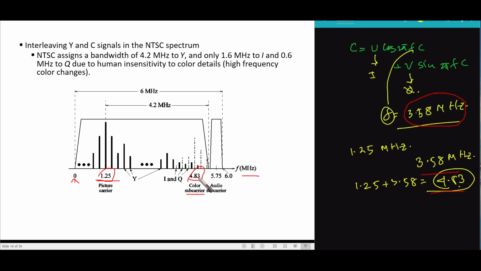Now for the audio signals, we need 4.5 megahertz. Okay, the audio bandwidth is 4.5 megahertz. So that means 1.25 plus 4.5, that is 5.75 megahertz. So this will be our audio carrier. You see, that's why the audio carrier frequency is 5.75 megahertz.